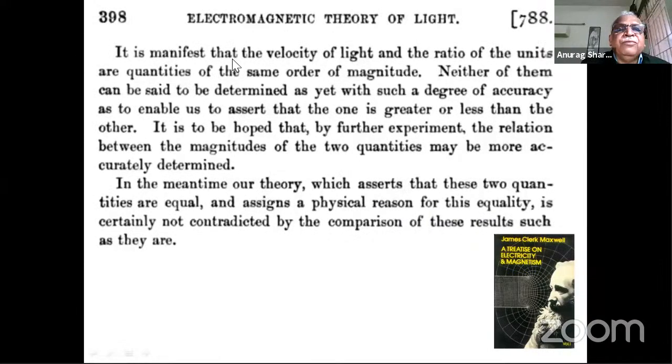But later on he writes, it is manifest that the velocity of light and the ratio of units are quantities of the same order of magnitude. Neither of them can be said to be determined as yet with such a degree of accuracy as to enable us to assert that one is greater or less than the other. It is to be hoped that by further experiment, the relation between the magnitudes of these two quantities may be more accurately determined. In the meantime, our theory, which asserts that the two quantities are equal and assigns a physical reason for this, that means the velocity of light is the same as the velocity of those electromagnetic waves, is certainly not contradicted by the comparison of the results such as they are. So he was very modest in saying that they're not contradicted, but actually he was trying to assert that what he has proposed, this electromagnetic wave which comes from his equations, is actually nothing but light.